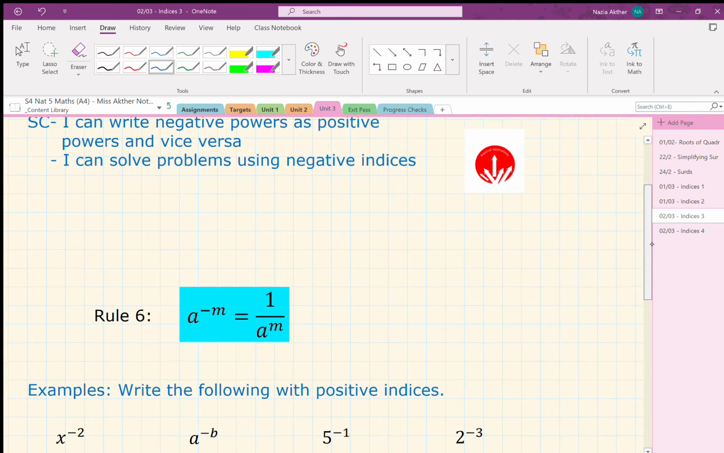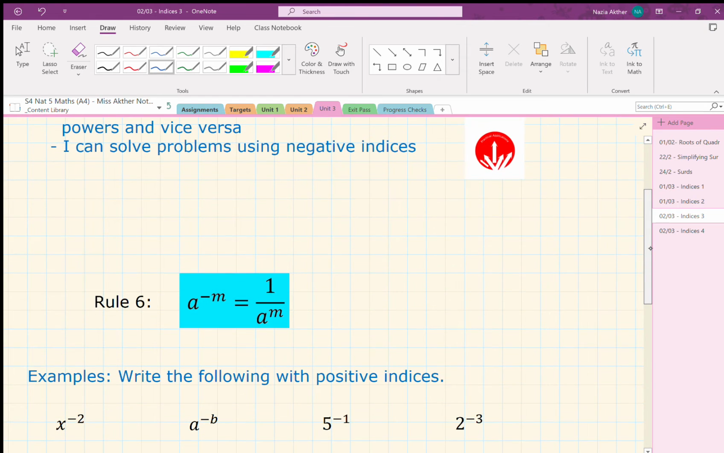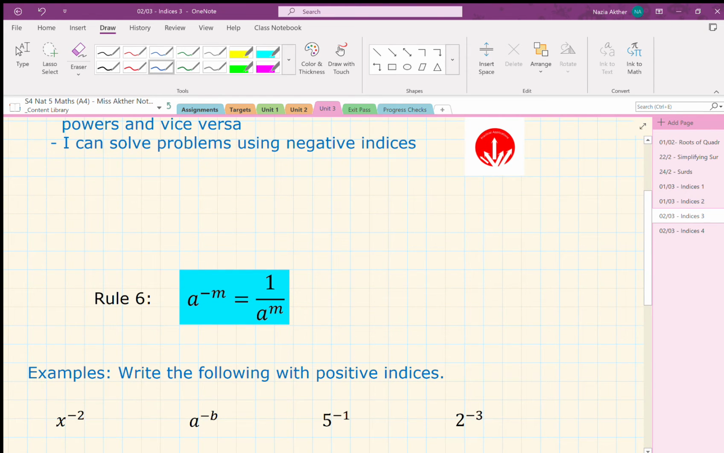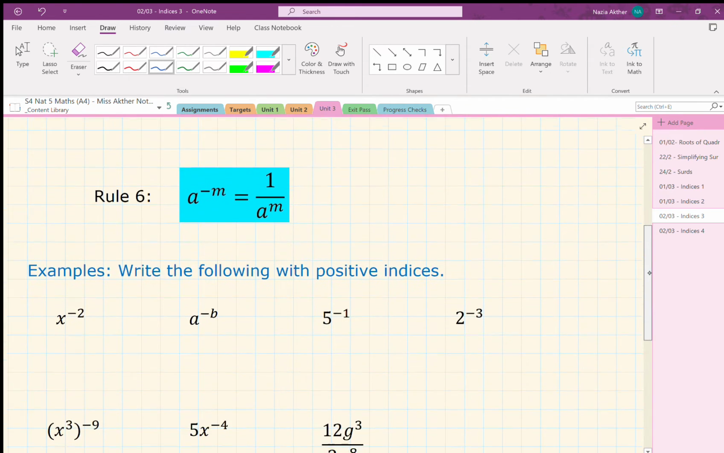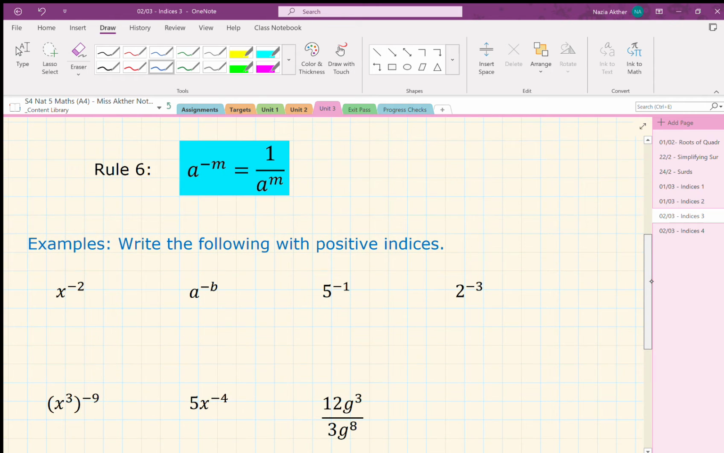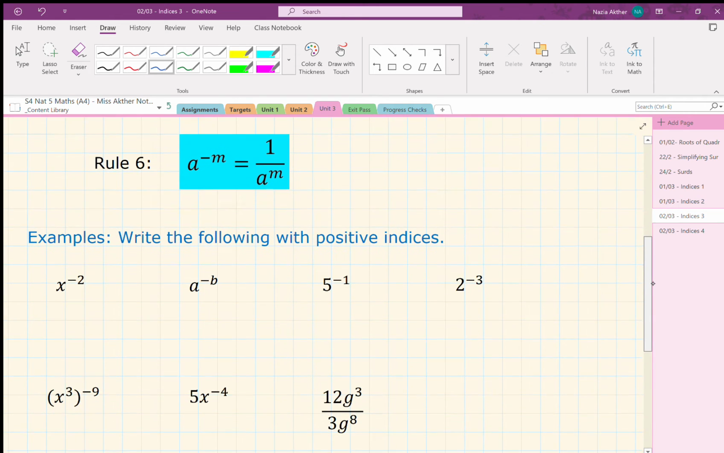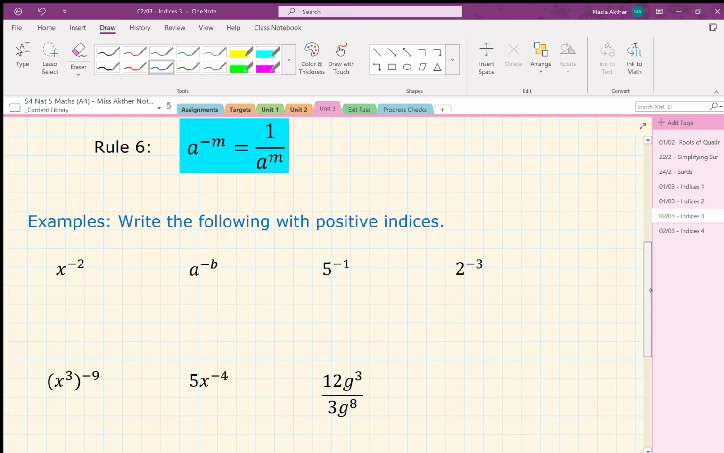So rule number 6, that's in your course notes. When you've got an expression with a negative power, so here I've got a to the power of negative m, I can write that as 1 over a to the power of m. Okay, so let's have a look at some examples explaining how to do this. I've got the following expressions where I need to write them with positive indices.